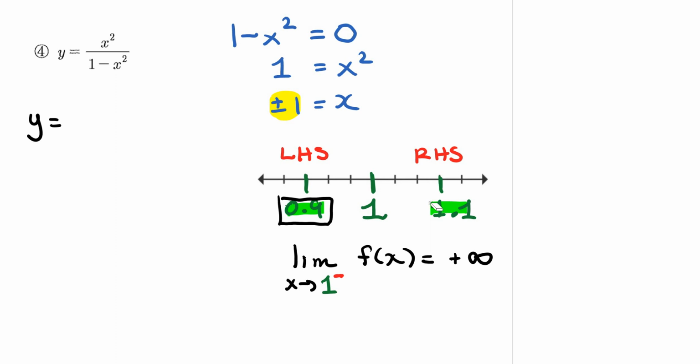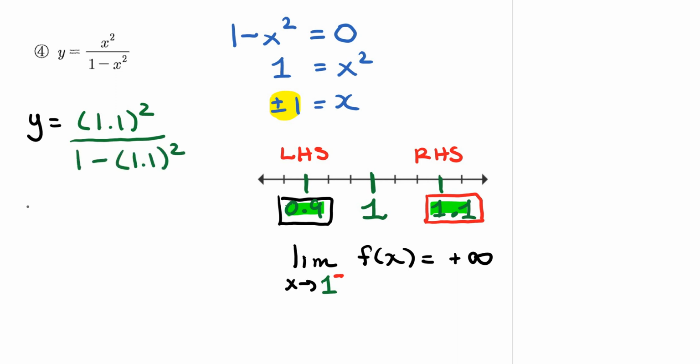Now let's move on to the right-hand side, and this time we'll use the number 1.1. Let's plug that back into the original problem. So now I have 1.1 all squared divided by 1 minus 1.1 all squared. If I do the calculations here, we only care about the sign. The numerator is always positive. And this time we're subtracting a number that's bigger than 1, so the bottom is going to be negative. 1 minus a bigger number than 1 will give you a negative answer.